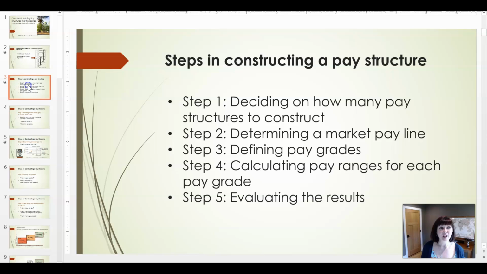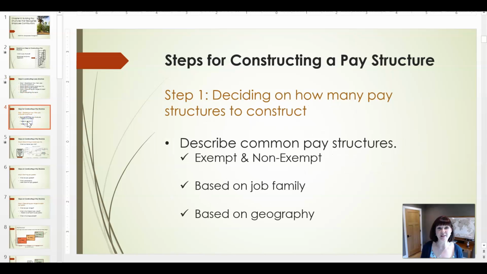So the first part of this chapter is about how to construct a pay structure. And again, the pay structure is the whole thing, all right? We're going to go through each of the steps. And the first step is trying to decide on the number of pay structures.